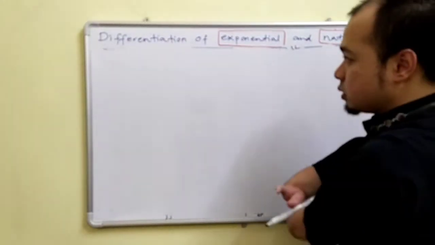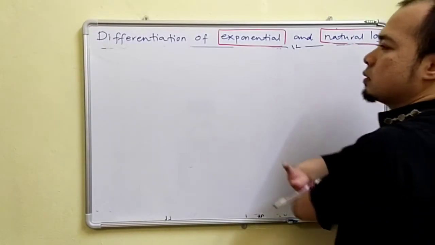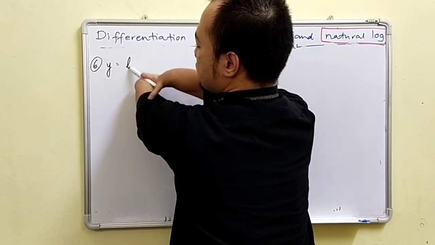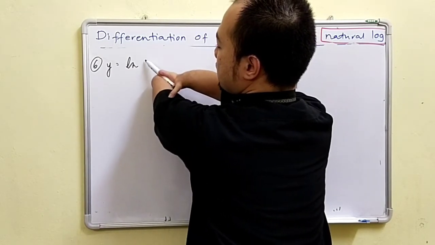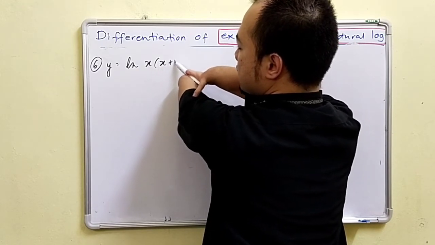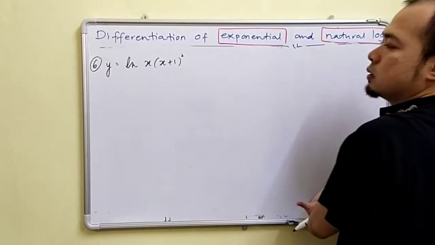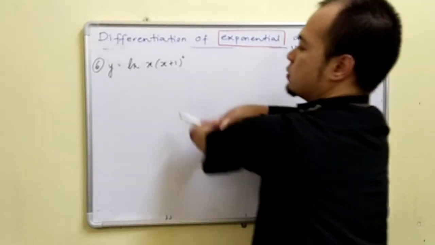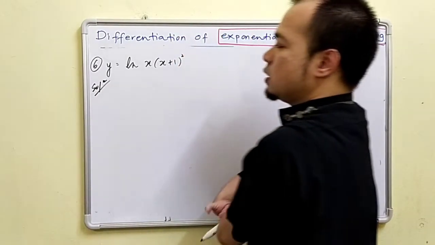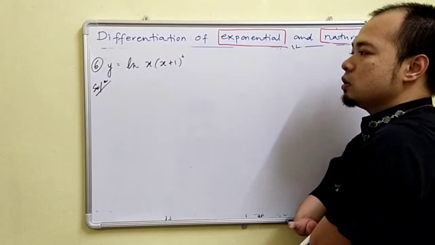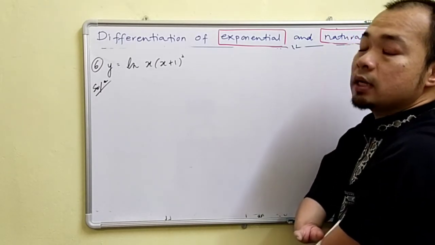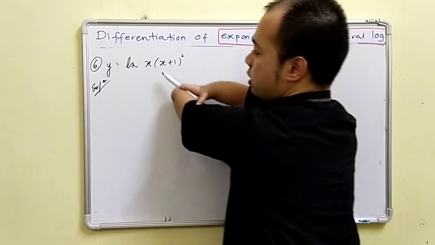Okay, next, another example. Let's say number 6. If we have y equal to ln, let's say x in bracket x plus 1 squared, this time I have 2x. Okay, the solution. How to find dy dx for this case? First of all, do not differentiate right away for the natural log. What you need to do is apply the rule first. So this is the multiplication rule.